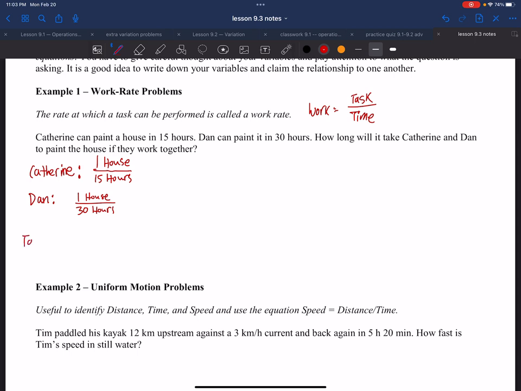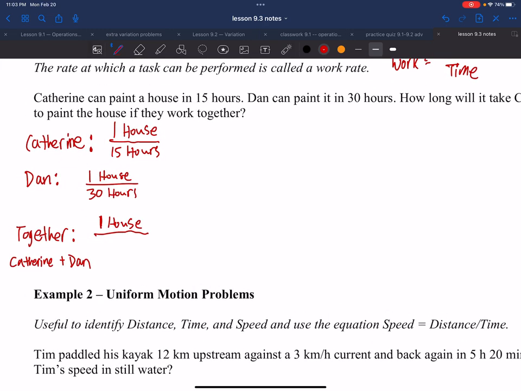Now, if I look at them together, this is Catherine plus Dan, because they're put together. Their rates are combined, so we add their rates together. Well, they're going to paint one house. That's the task. And the question is, how many hours? I'm going to use the variable t for time. I'll say t hours. You could say h hours. It doesn't really matter.